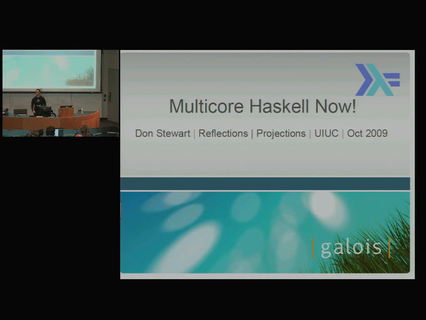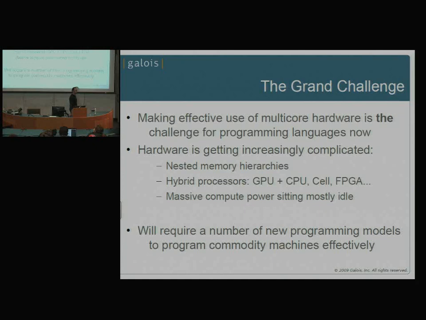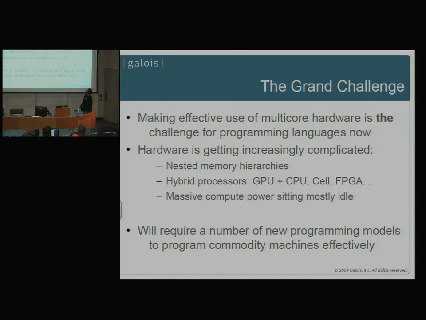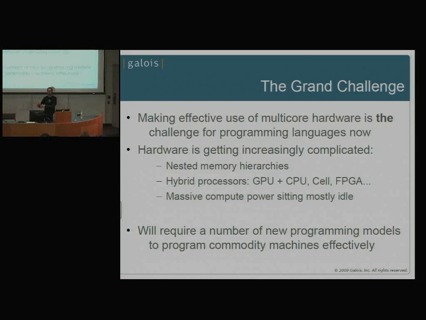So I think this is really the big challenge in programming languages for the next 10 years: multi-core. How to make effective use of the hardware that people are spitting out for us. The hardware is getting increasingly complicated. It's many levels of nested memory hierarchies now. We have these hybrid designs where you have dedicated co-processors with particular programming models, like GPUs, that are quite different to a regular CPU. We also have multiple processors, obviously. And there's massive compute power sitting there. We just have to utilize it effectively. But to do this, we're going to need new programming models.